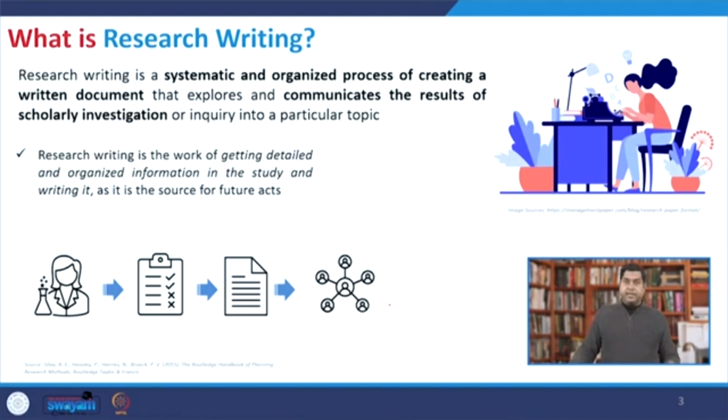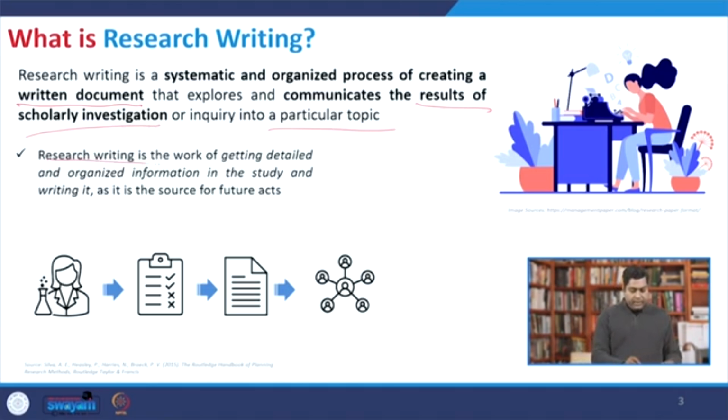Now what is research writing? Research writing is a systematic and organized process of creating a written document that explores and communicates the results of scholarly investigation or inquiry in a particular topic. So it may be a planning topic, it may be an architectural topic, it may be any other topic that you picked up for your research, and finally you come up with certain kind of findings. Now it's time to write it properly in a proper systematic way so that you can publish it in a reputed journal or present it in a good conference.